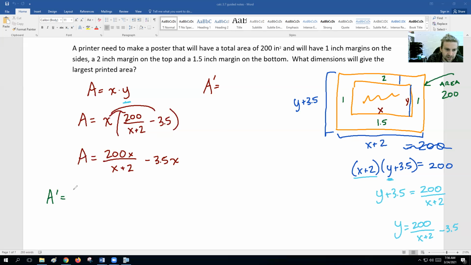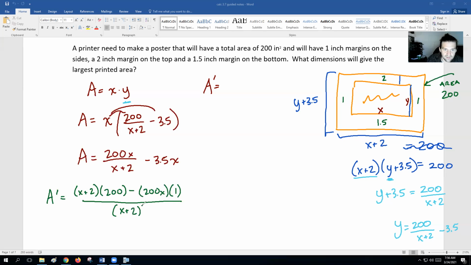All right, so quotient rule: low is x plus 2, d high is 200, then minus high is 200x, then d low is just 1, over x plus 2 squared. So there's low d high minus high d low over low low, and then we also have this guy hanging out at the end, and then we'd have a minus. That just becomes 3.5.